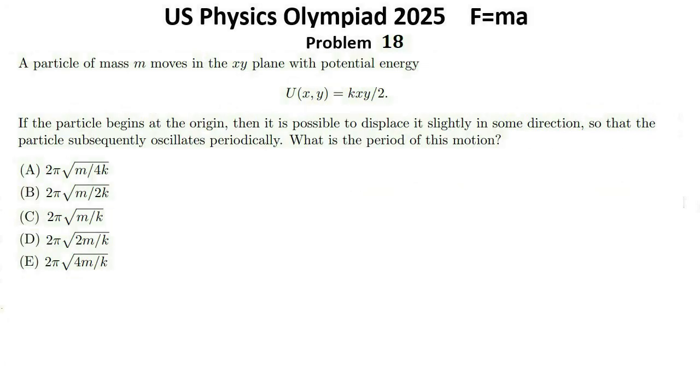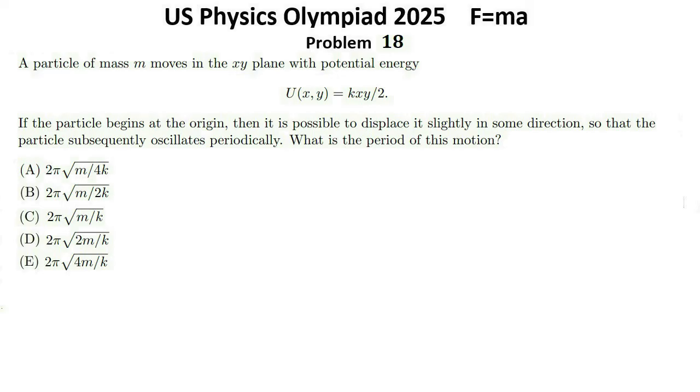Problem 18. A particle of mass m moves in the xy plane with potential energy U(x,y) equals kxy over 2. If the particle begins at the origin, then it is possible to displace it slightly in some direction, so that the particle subsequently oscillates periodically. What is the period of this motion?